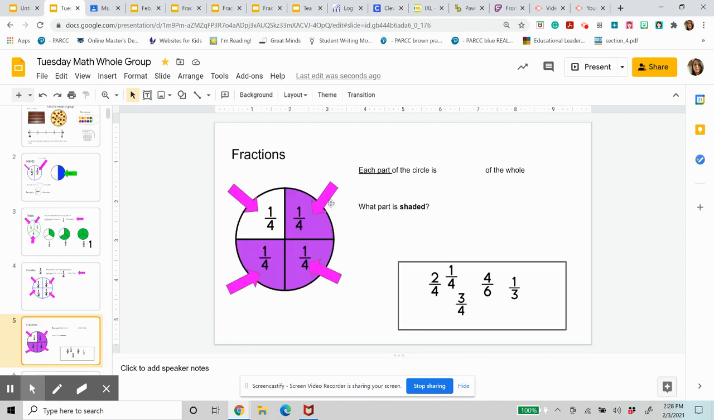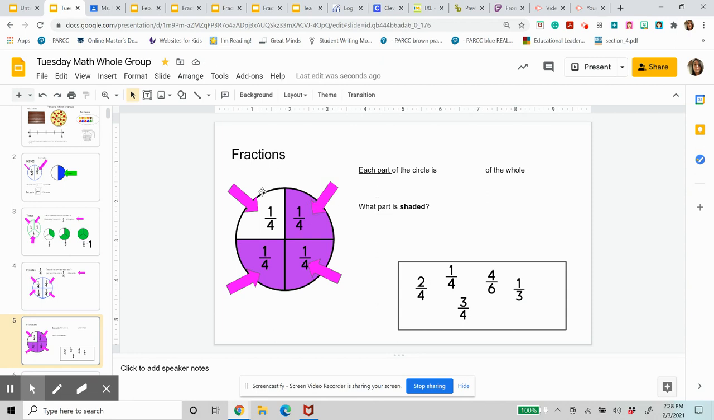All right, so it says each part of the circle is blank of the whole. So remember we talked about each part. So part, part, part, part. Okay? So I want you to be thinking in your head. I gave you some choices. Okay? So 2/4, 1/4, 3/4, 4/6, 1/3. Okay? So let's think about what we said.